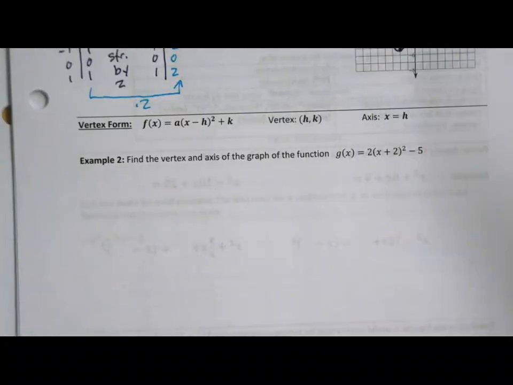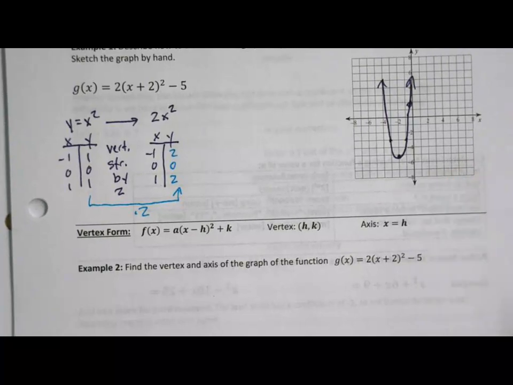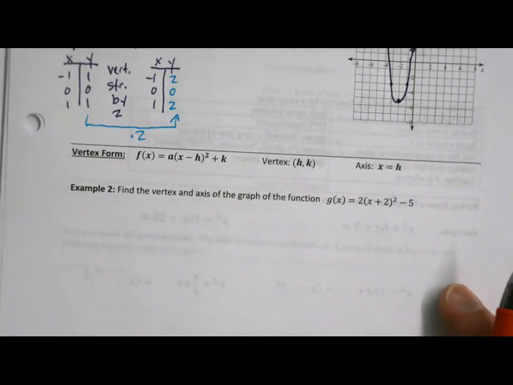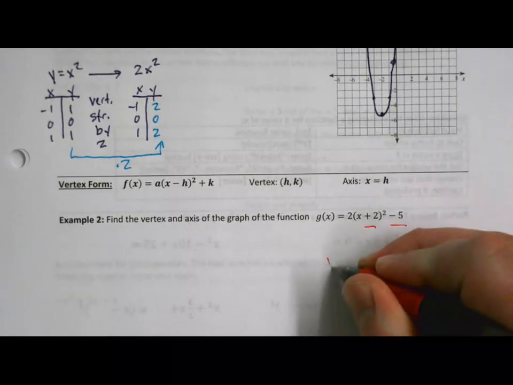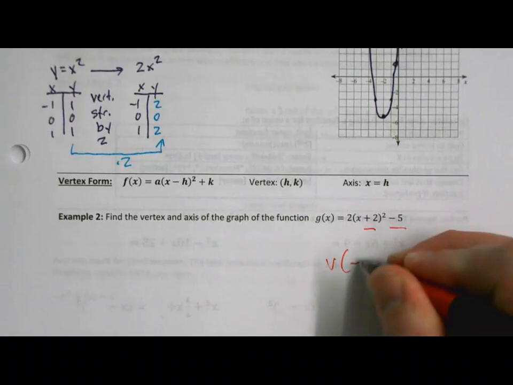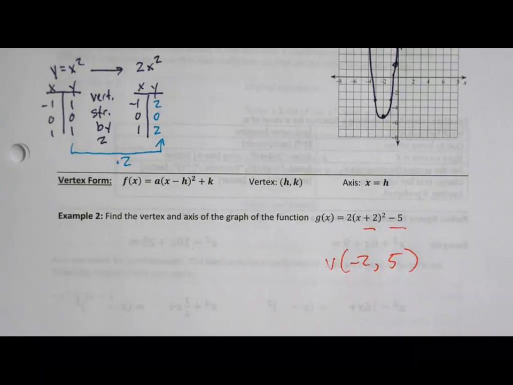So this is the same problem, but if I go back in time to before I worked out where this vertex was going to be by doing transformations, I could much more quickly and easily find the vertex by just looking at this +2 and this -5 and saying that my vertex is at -2, 5. -2, -5, excuse me.